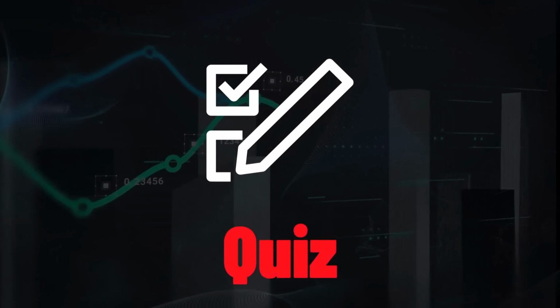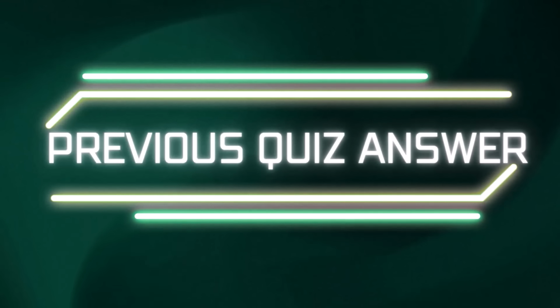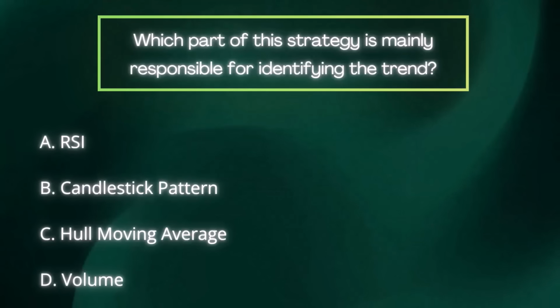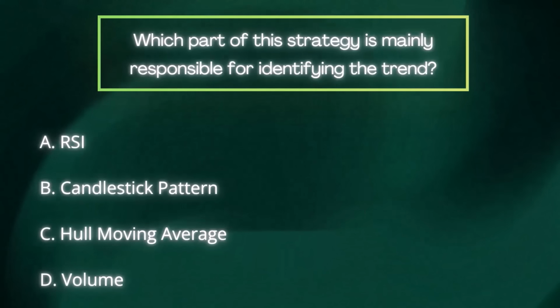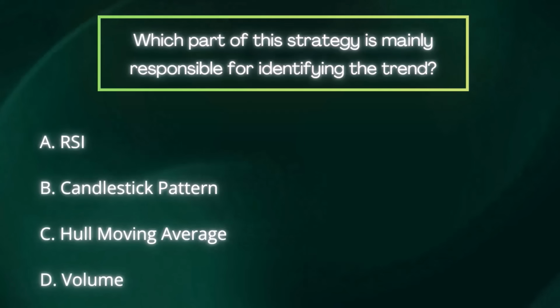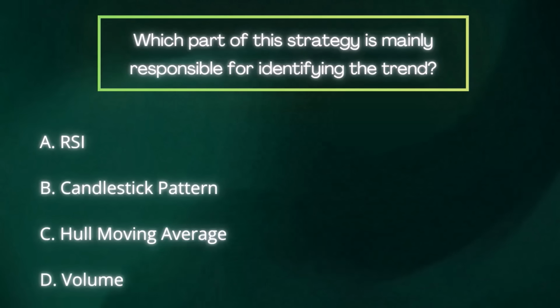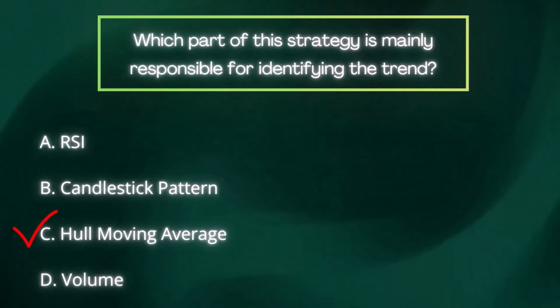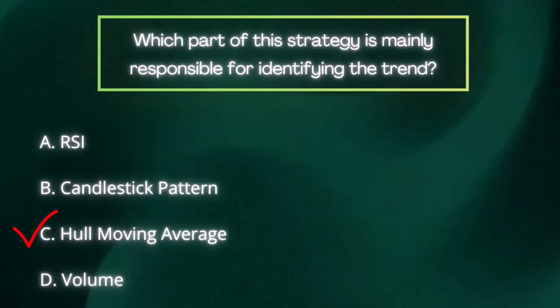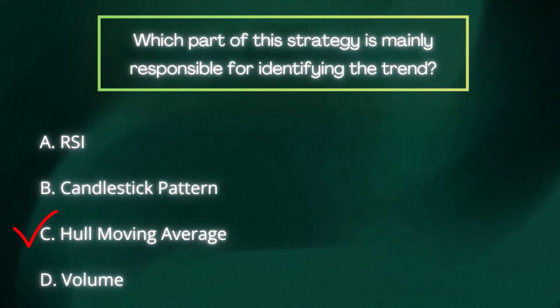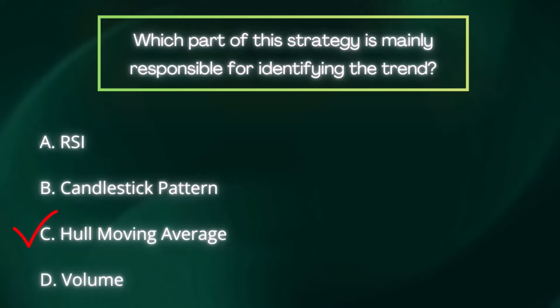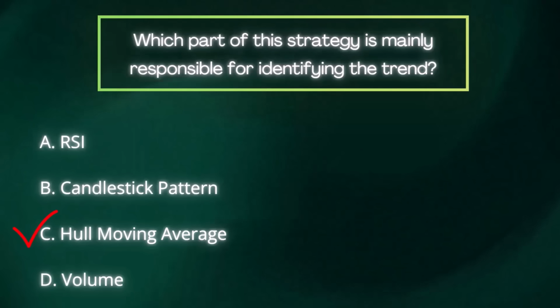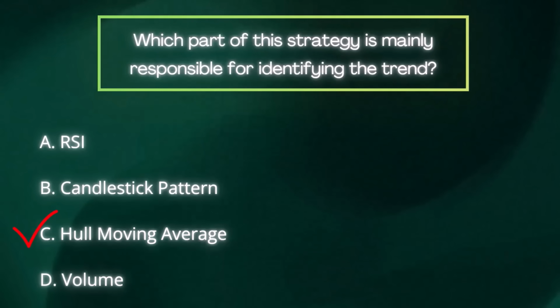So, let's get started. Before we begin today's lesson, here's the answer to the question from my last video. The question was, which part of the strategy is mainly responsible for identifying the trend? The correct answer is the Hull Moving Average. The Hull Moving Average identifies the trend while the RSI measures momentum and helps us find the entry. If you chose B, congratulations. Now let's jump into today's lesson.